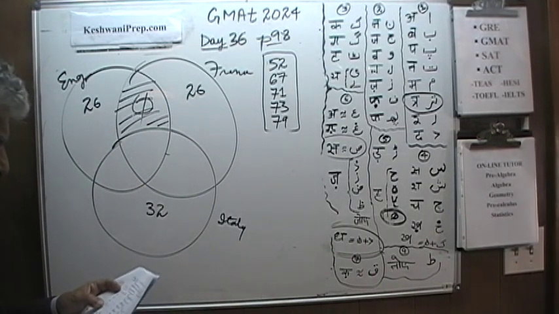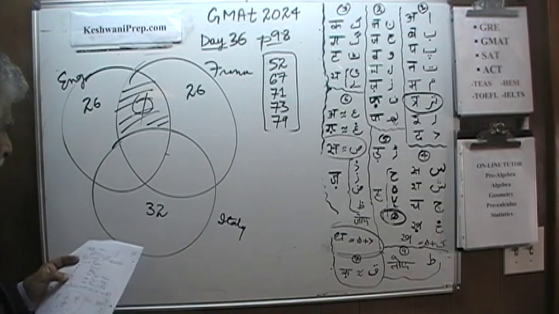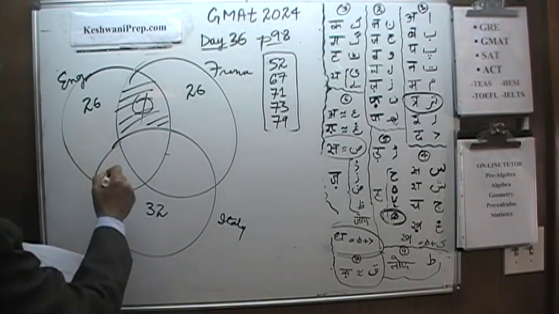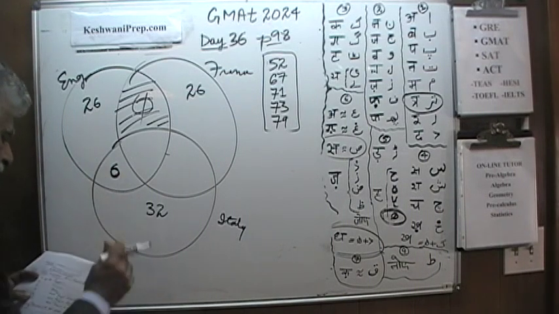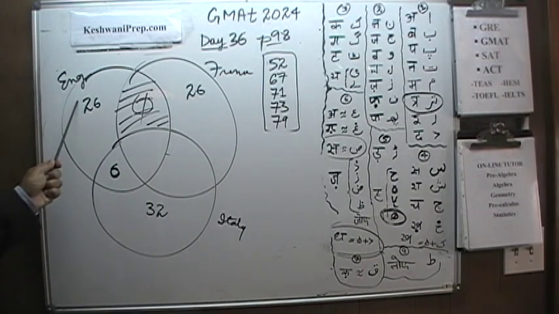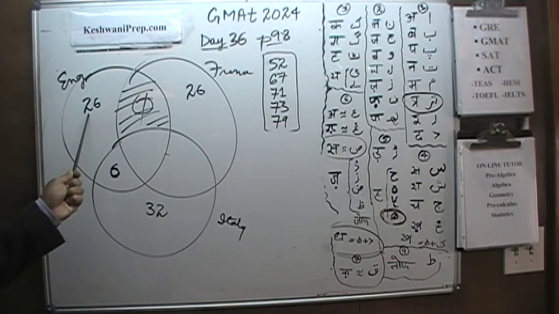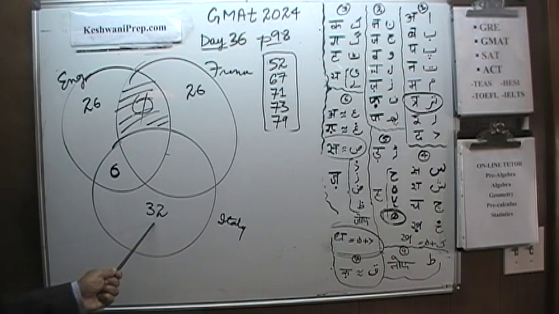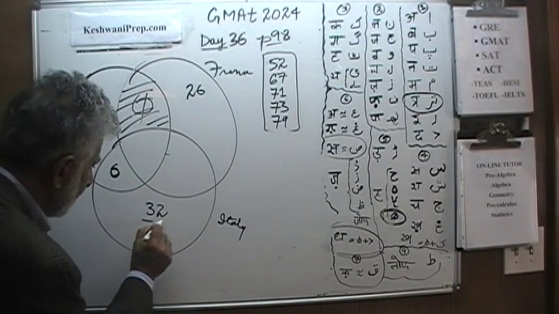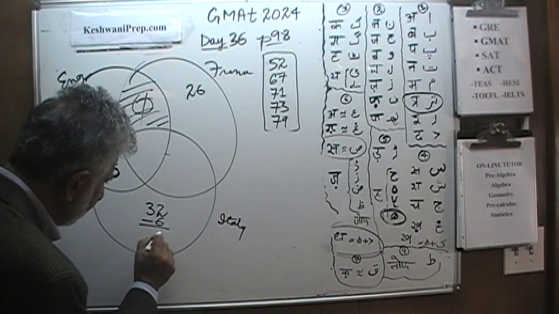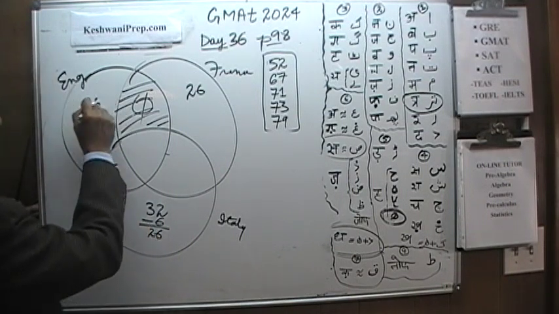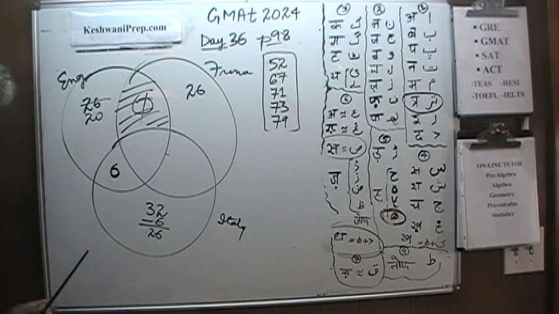We were told next that 6 people went to both England and Italy. Italy and England, 6 people went to both of these countries. Which means these 6 people who went to England and Italy are first counted here, and the same people are counted here. We can't have double counting. To avoid the double counting, we need to subtract 6 from here, which gives us 26 minus 6 is 20, and we need to subtract 6 from here.